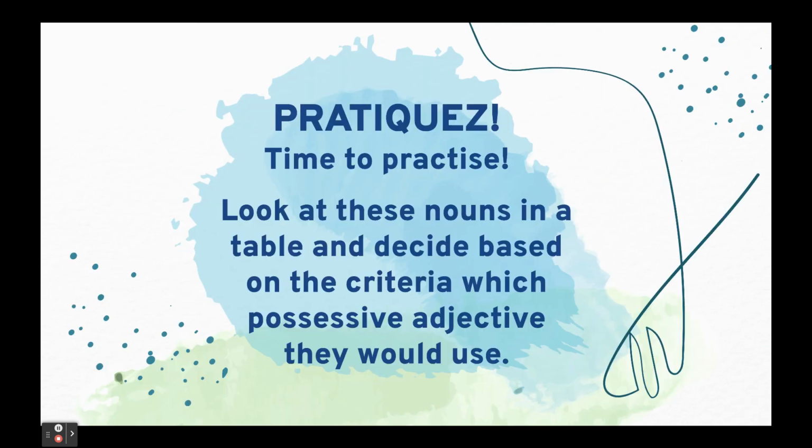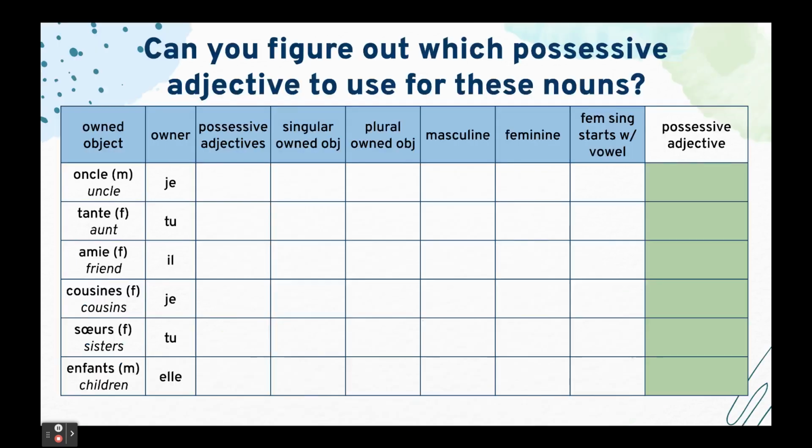All right, pratiquer, time to practice. Look at these nouns in a table and decide, based on the criteria, which possessive adjective they would use. Okay, it's a big table, but try not to freak out. Can you figure out which possessive adjective to use for these nouns on the left? So we have oncle, tante, ami, feminine, cousine, also feminine, sœur, feminine, and enfant, which is masculine. But remember, just because it's masculine doesn't mean that they are all male children. It could be a mixed group of children as well. When it's a mixed group, the French default to the masculine.